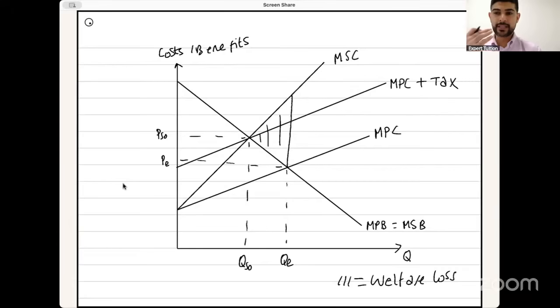Bear in mind, the exact same diagram would be the case if I'm doing a pollution permit. So pollution permit is the contract they give out to these firms that allow them to pollute up to a certain level, right? Well, it's exactly the same thing, same diagram. So you draw MPC plus pollution permit.